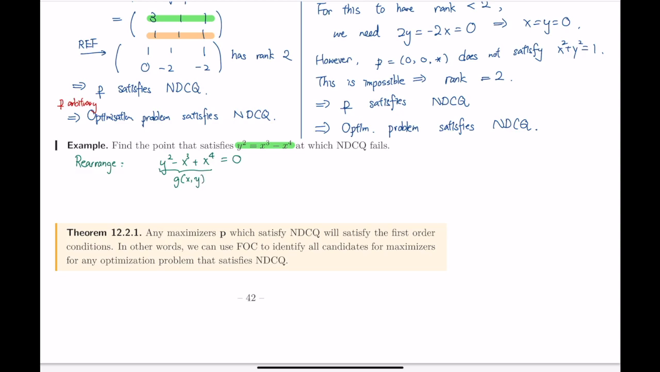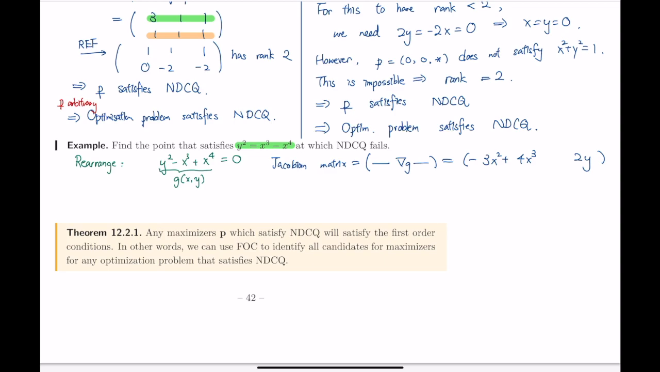And then what is the Jacobian matrix in this case? Well, we have only one constraint, so you have only one row. So grad G. And what is grad G? Well, differentiate this with respect to x, you get minus 3x squared plus 4x cubed. And then differentiate with respect to y, you get 2y.